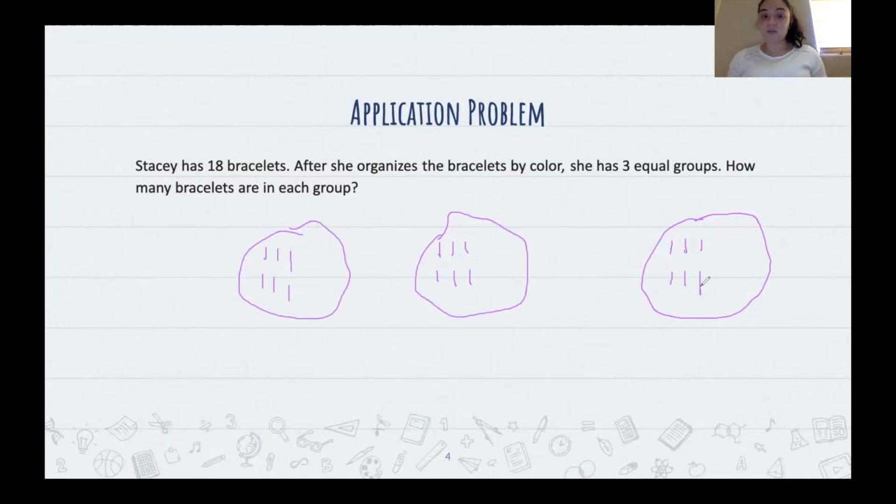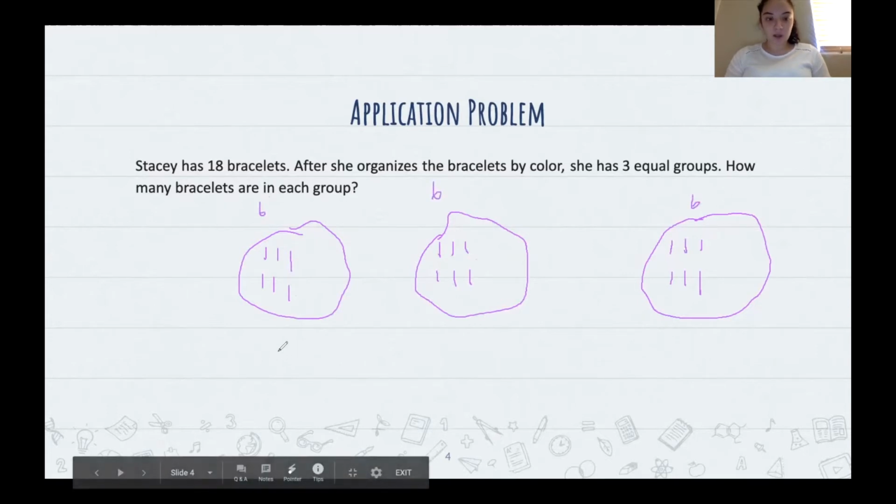I have 18 bracelets total, but now I want to make sure that I have equal groups. So we're going to have the same number in each group. Let's double check that. I have 1, 2, 3, 4, 5, 6 here. I'm going to write that up here so we remember. 6 over here and 6 over here.